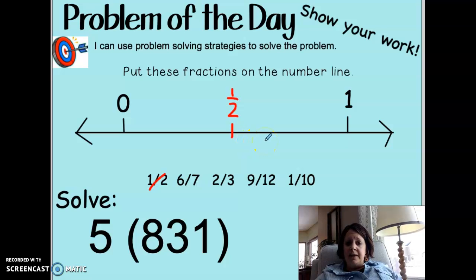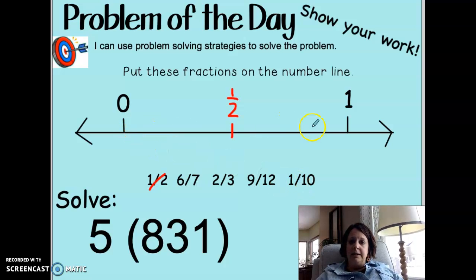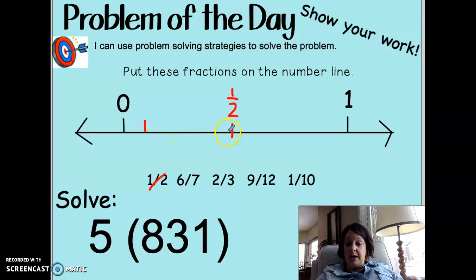Okay, then we have something that's also pretty easy, 1/10. 1/10 is between 0 and 1, and it's pretty close to 0, because we're going to need 10 parts of a whole until we get to 1, so there'll be 10. So 1/10 is about there. There we go, 1/10. It's pretty close to the 0.